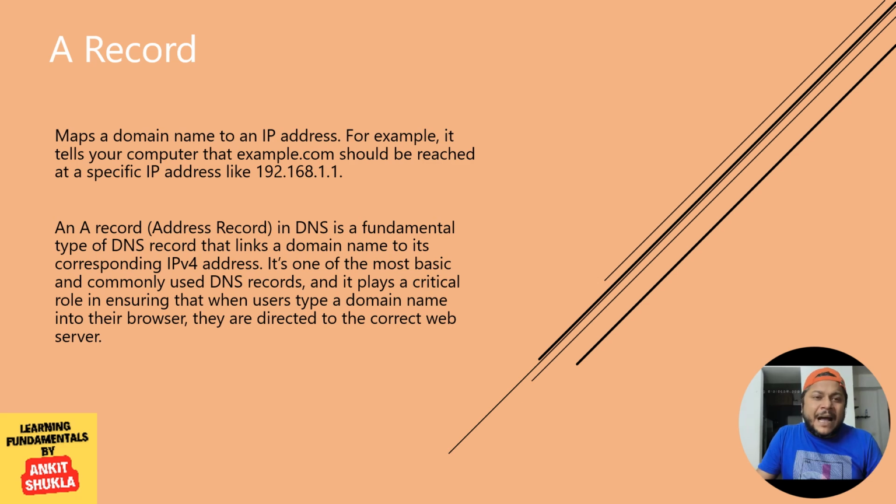An A record maps a domain name to an IP address. For example, it tells your computer that www.example.com should be reached at a specific IP address, let's say 192.168.0.1. What this means in simple language is that if you type www.example.com in your browser, your computer will use DNS to find out that www.example.com corresponds to an IP address like 192.168.0.1. This process involves looking up the A record for this website in the global DNS.